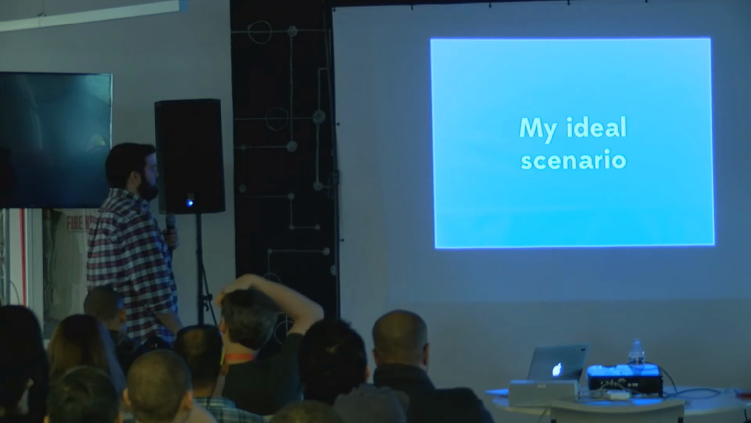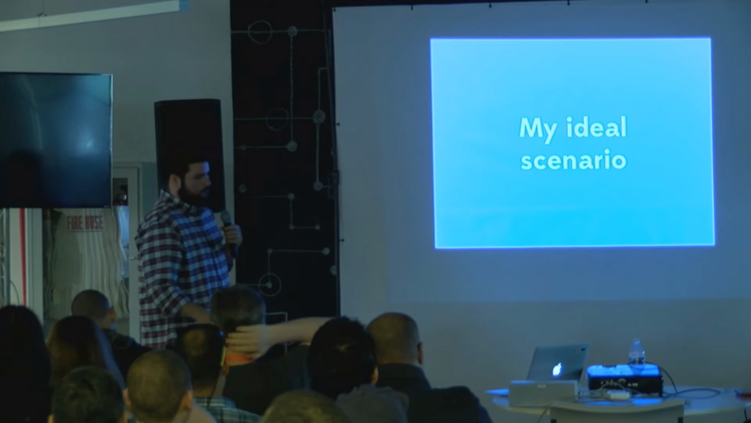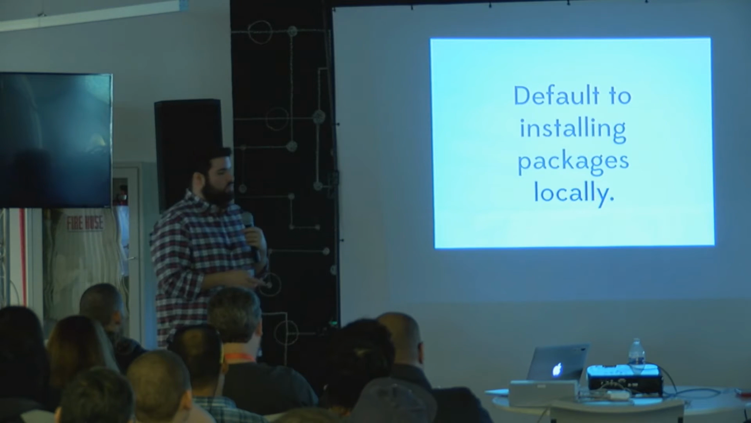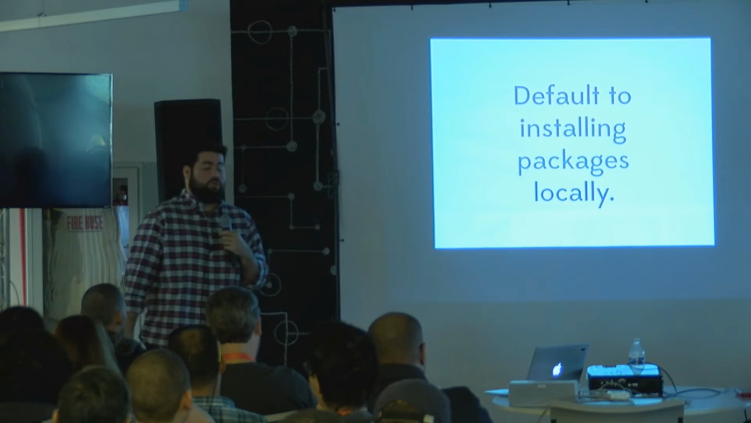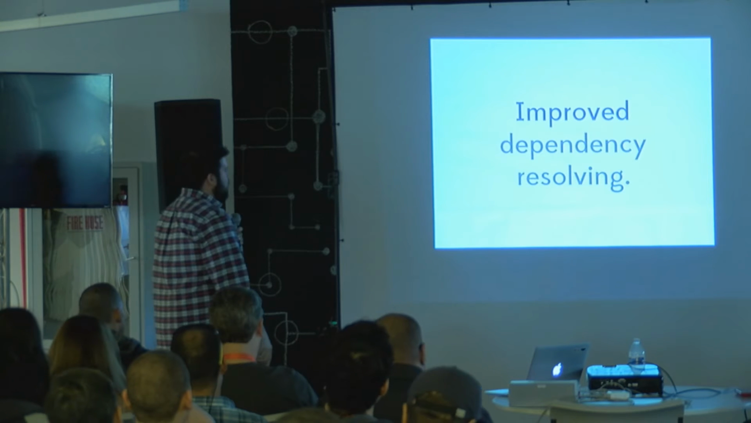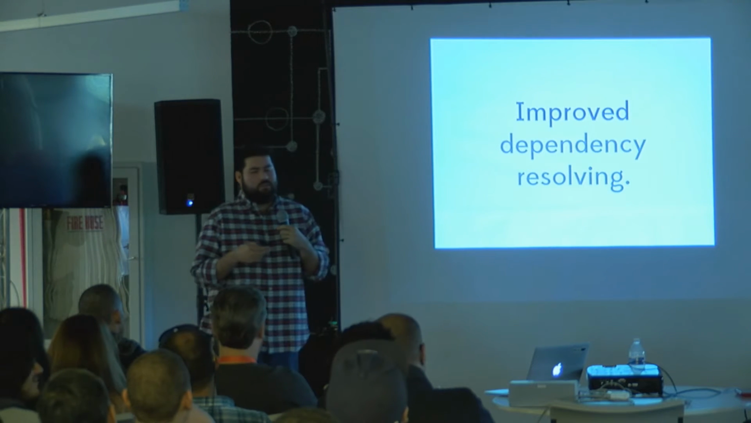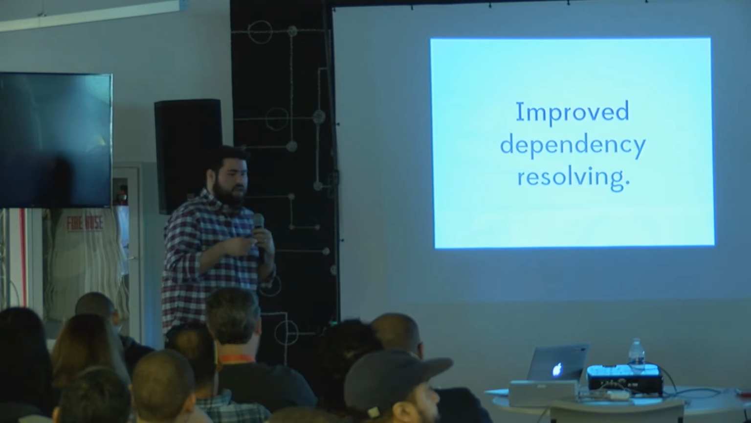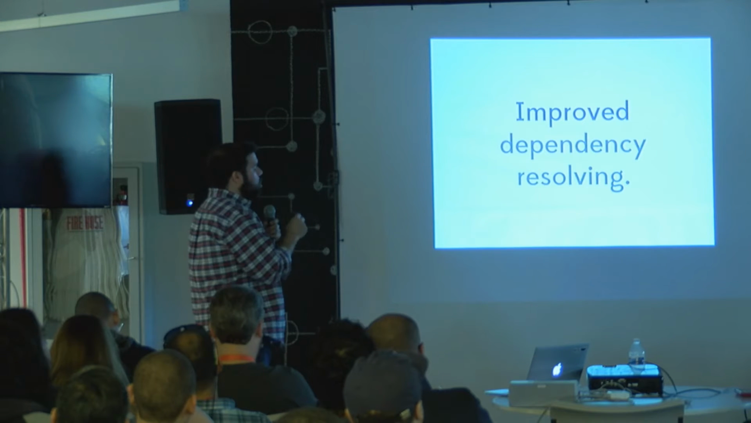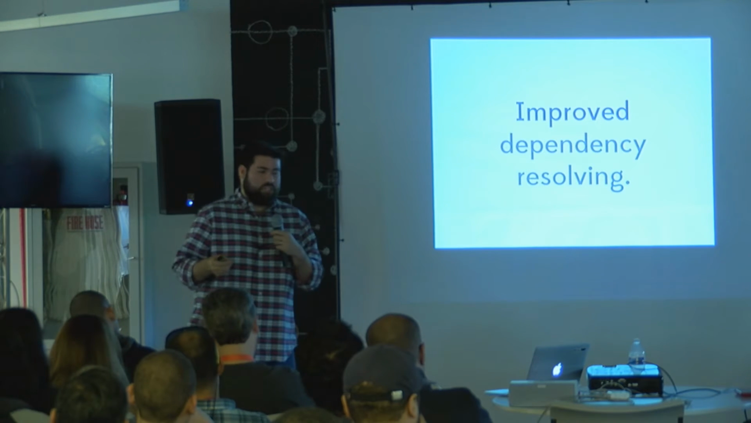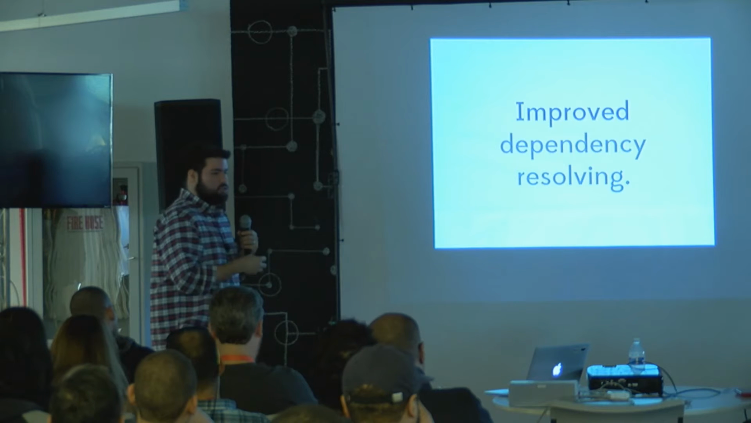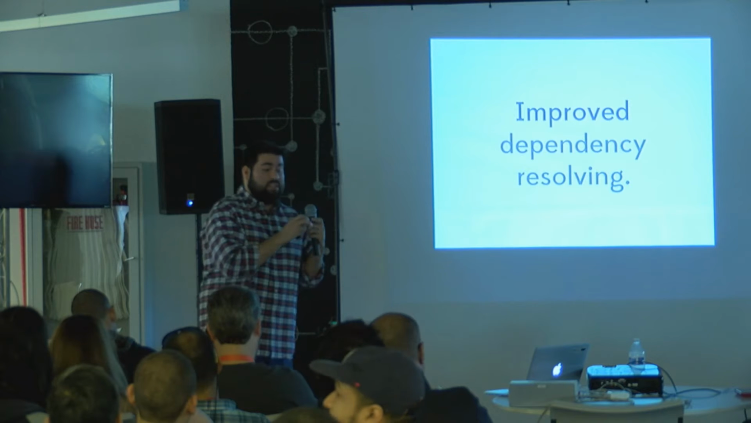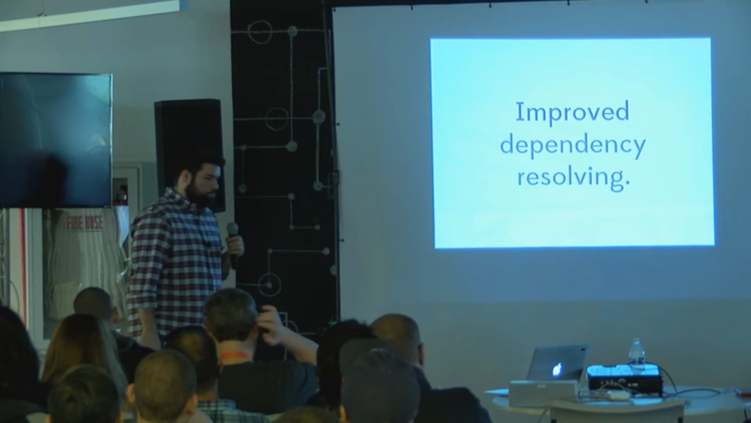So, my ideal scenario. I wish that pip would default to installing packages locally instead of globally. I would definitely love an improved dependency resolving. Dependency hell in Python usually happens because pip does not have a dependency resolver, like we said, and because all dependencies are shared across a project. Now, some package managers like npm and yarn actually avoid this problem by making all dependencies dependency local instead of project local.